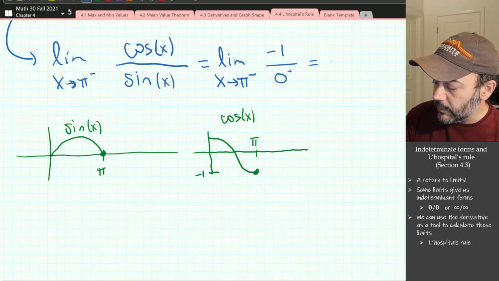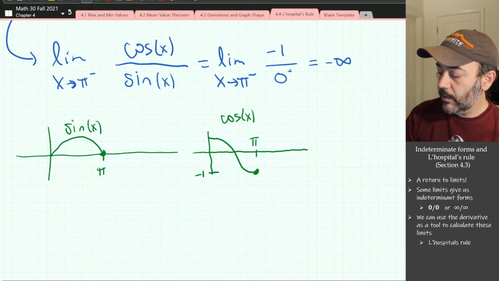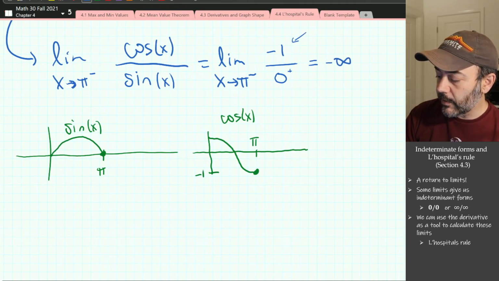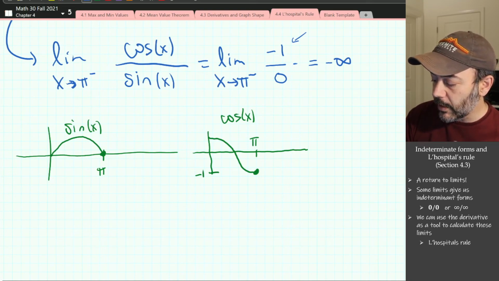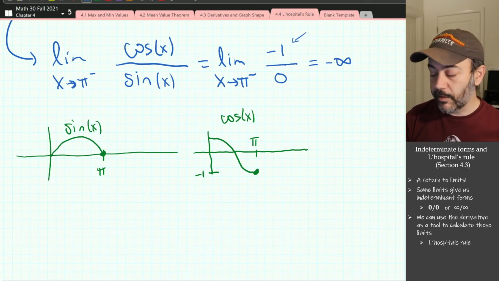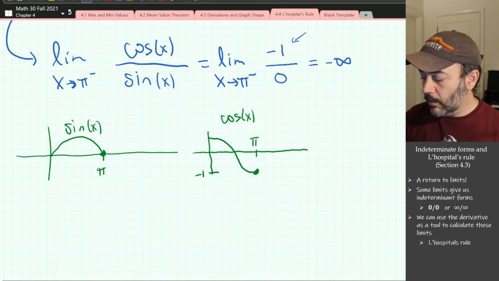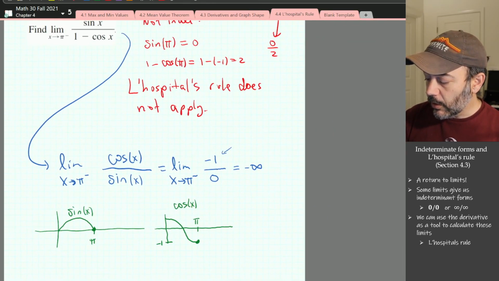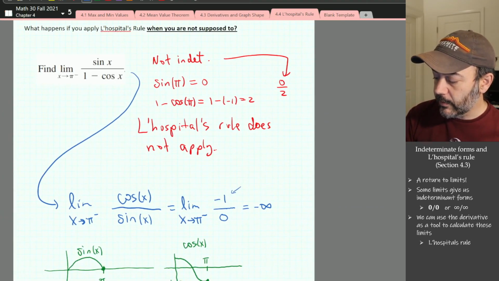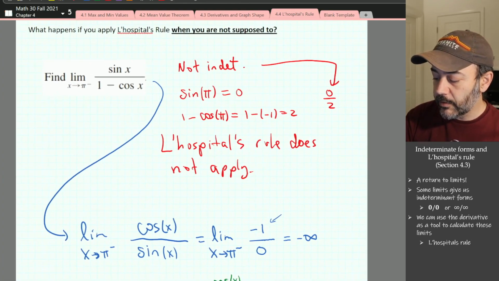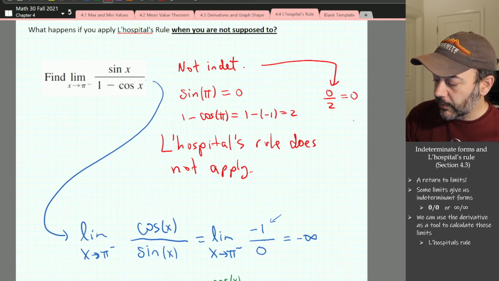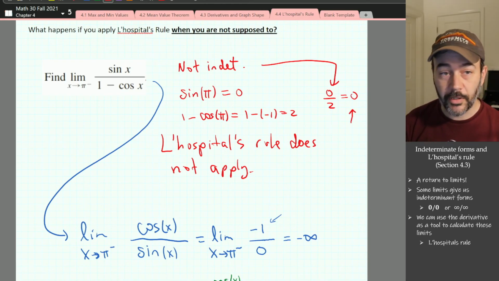So this limit is approaching -infinity, because this is approaching a negative 1, and this is approaching 0 from the positive. Negative over positive is a negative, but if your denominator is going to 0, then the fraction is going to infinity. But this is all garbage because we know the limit is 0. So why do we know the limit is 0? Because if you just literally do direct substitution, you get 0 over 2. So the limit is actually 0. This is actually the correct answer.